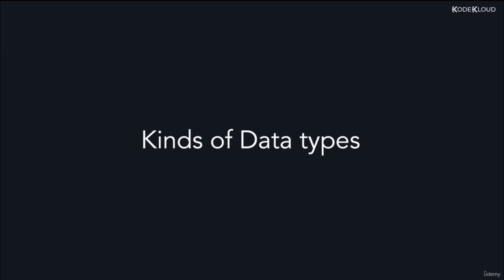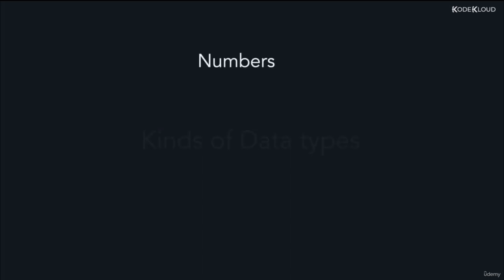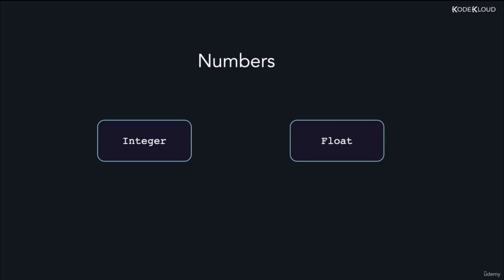So previously we studied what is a data type. Now let's study about various data types in Golang. And in this section, we would be studying about numbers, string, and booleans. So we can split numbers in Go into two different kinds, integer and floating point numbers.